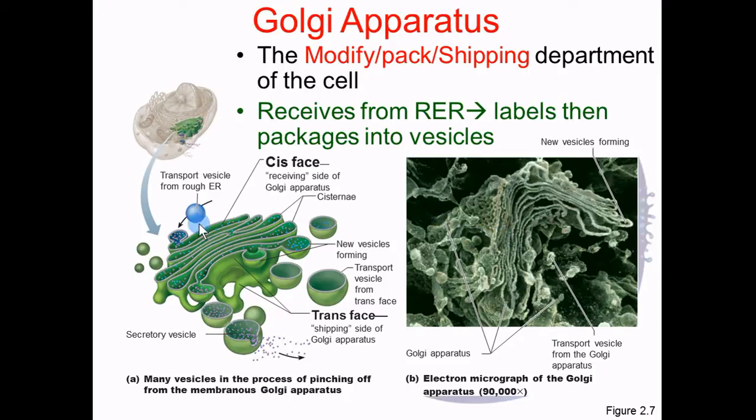So what happens is, here's a package coming from the endoplasmic reticulum. It comes over here, but this is full of unfinished goods. Its membrane merges with the Golgi apparatus and pushes all of its products on the inside. They call this the cis face. Cis means it's closest to the rough ER. If you've taken organic chemistry, you know cis and trans. Cis means the same side. Trans means the opposite side. So cis means the same side as the rough ER.